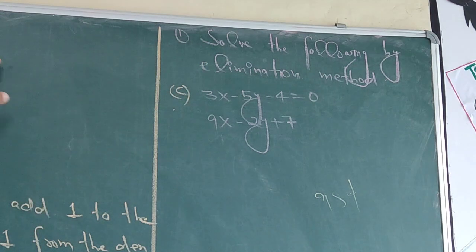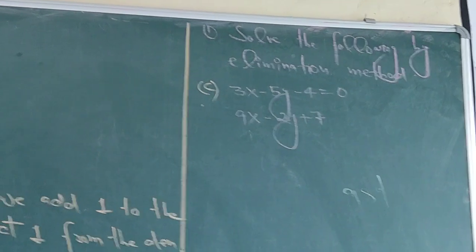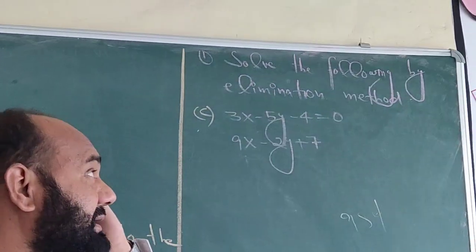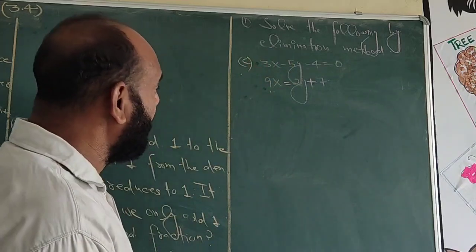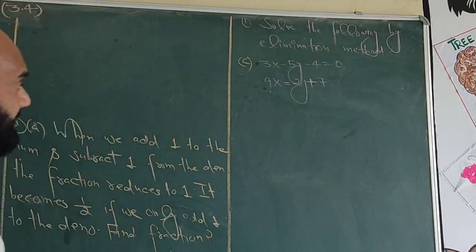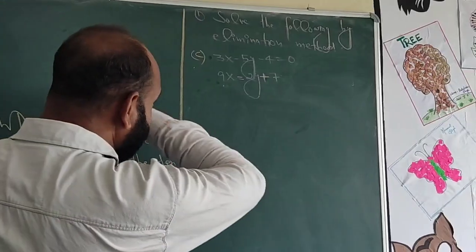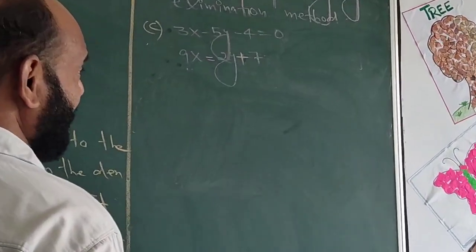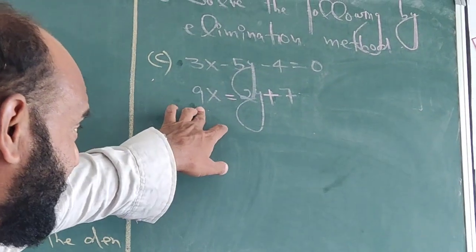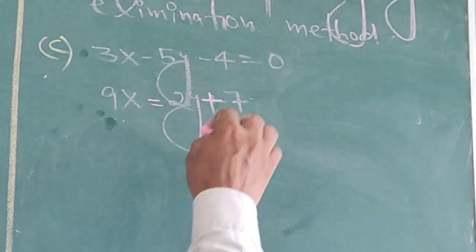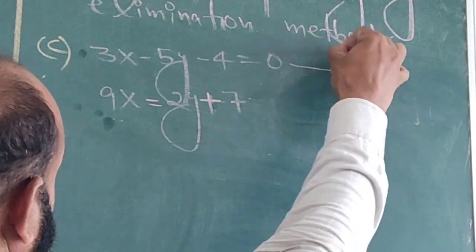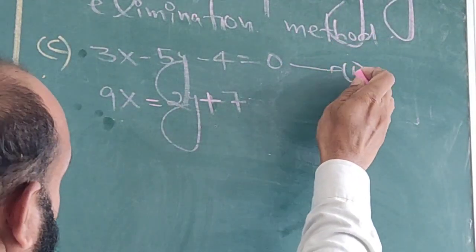After completion of exercise 3.3, now we will start exercise 3.4, and its first question is: solve the following linear problem by elimination methods. First is 3x minus 5y minus 4 equal to 0, and second is 9x is equal to 2y plus 7. This is equation number 1 and this is equation number 2.